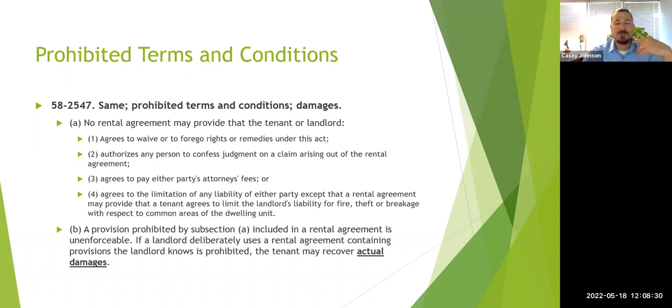And then you'll see here, if you do violate one of those terms, the aggrieved party can get actual damages. I highlight actual damages because throughout the Landlord-Tenant Act, in several places, it uses the term actual damages, and in very few places it actually uses the term damages, which you could get, you know, pain and suffering if it's an egregious action, or punitive damages. I'll highlight that when we get to those statutes.